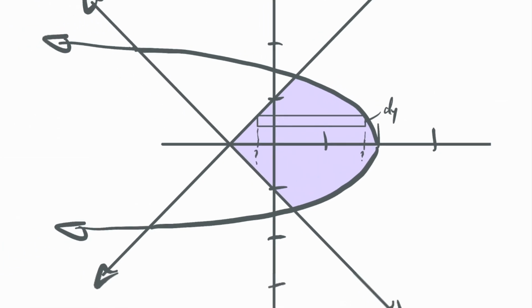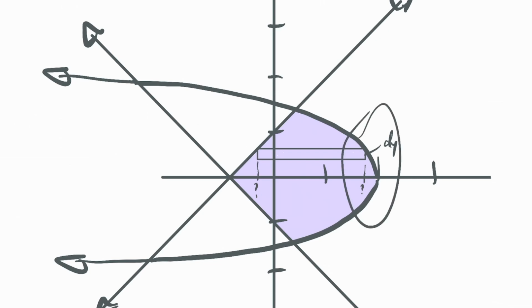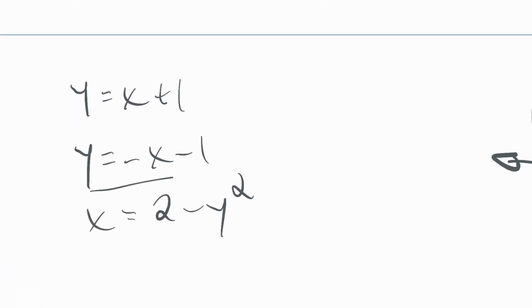Okay, so dy, that is the height, and I'm going to need to know what that x coordinate is as a function of y. Well, for this one, there it is. I got it. That's how it was given to me, right? So 2 minus y squared.